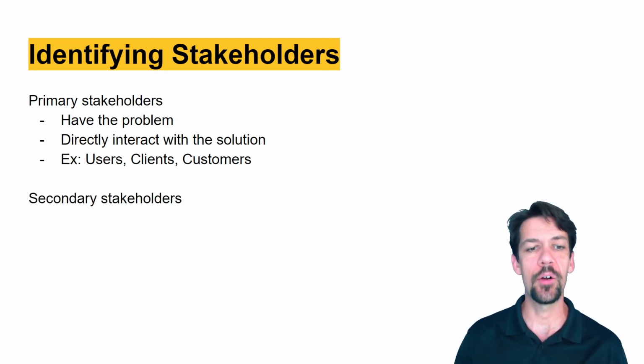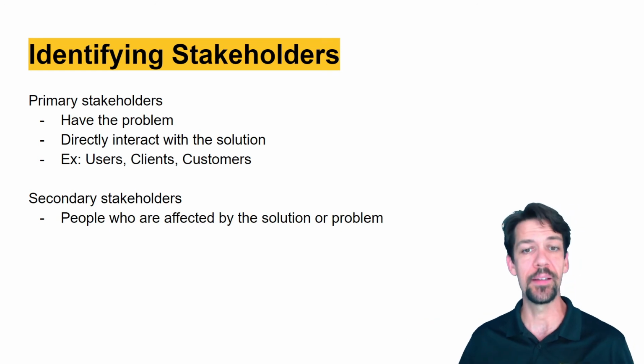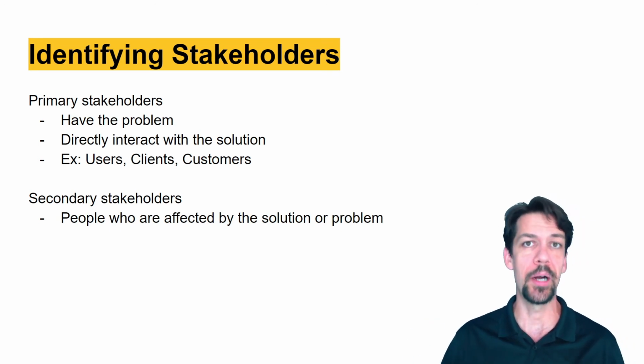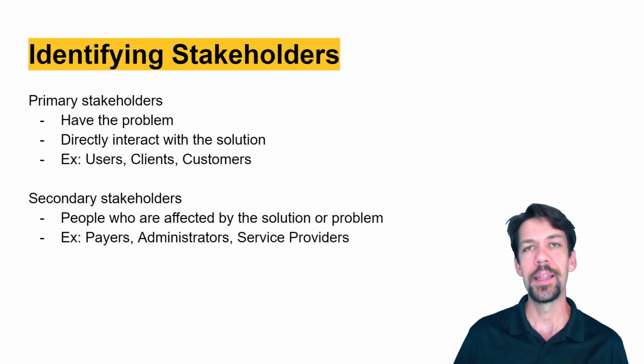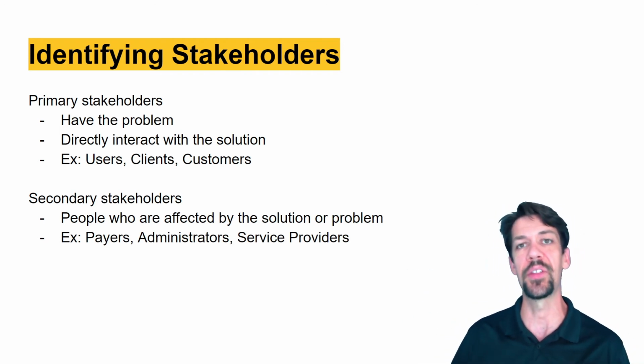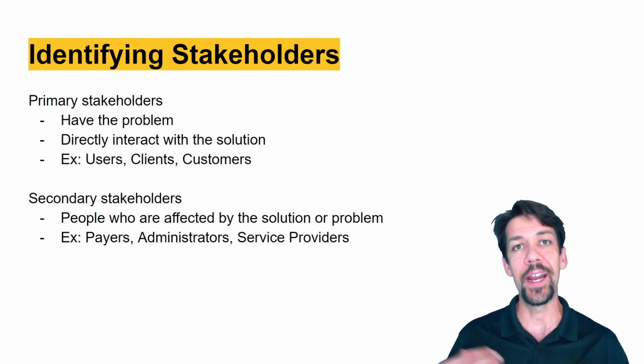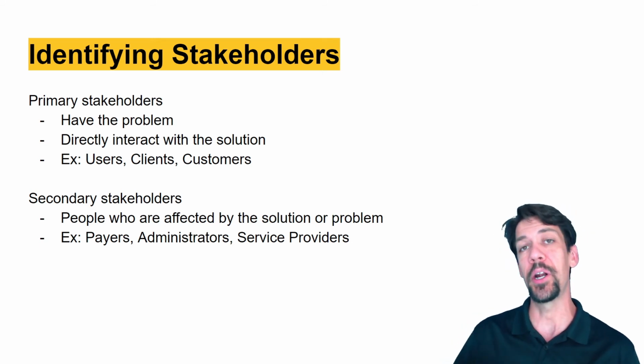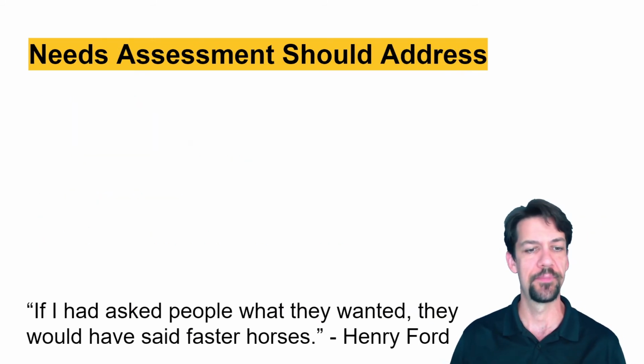The secondary stakeholders are the people who are affected by the solution or the problem, but are not primary stakeholders. So these might be the people that are paying for a solution, or the administrators or service providers, the people that are involved in the solution, but aren't necessarily the end users.